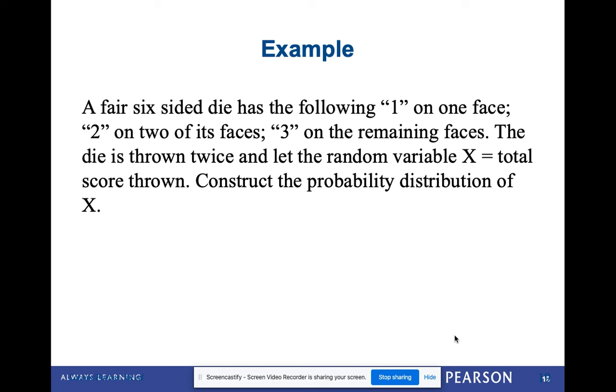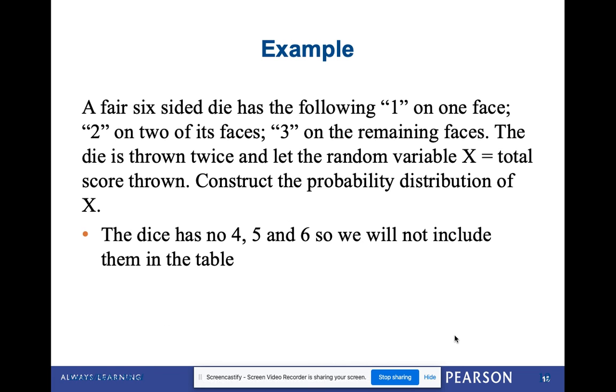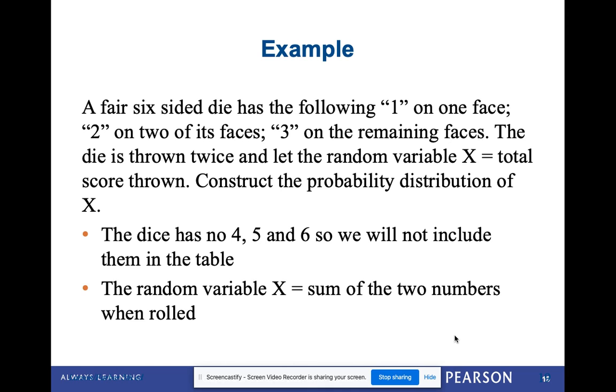So this one only contains 1, 2, and 3, which means 4, 5, and 6 are not included. So we'll not include them in the table. Since the die has 6 faces, you have 1 one, 2 twos, and 3 threes. Again, the random variable is the sum of the two numbers when rolled. So roll the first die, get the number. Roll the second die, the second time, get the number, and then we add them.